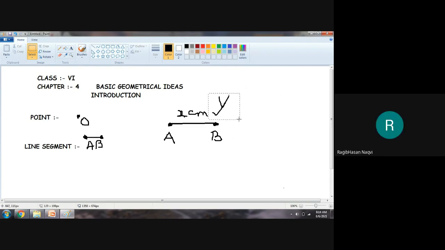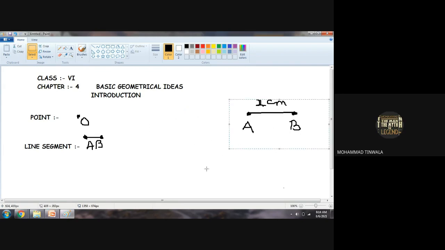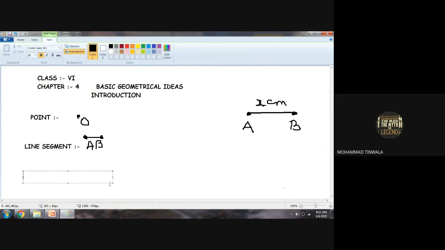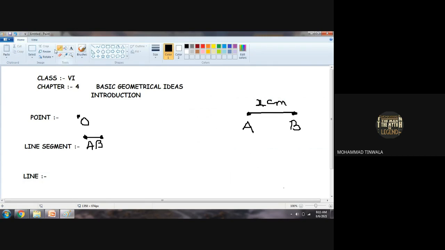Yes, sir. Very good. So what do you mean by line? Our third point is line. What do you mean by line? Can anyone tell me? Sir, sleeping line, slanting line, standing line. You are related to the answer, but not up to the mark.